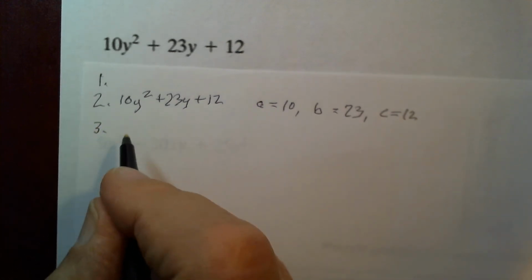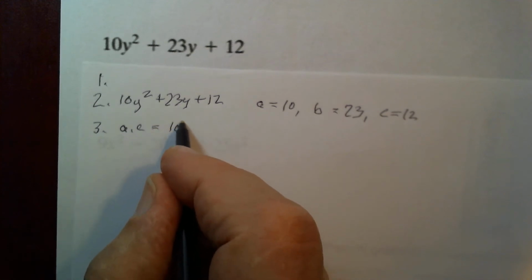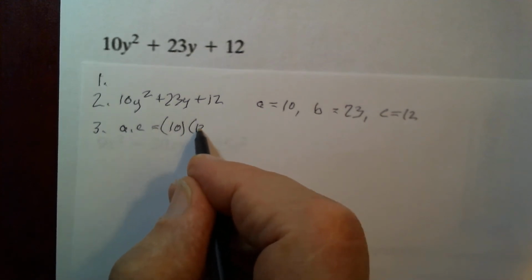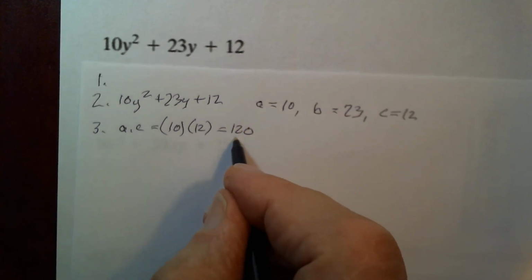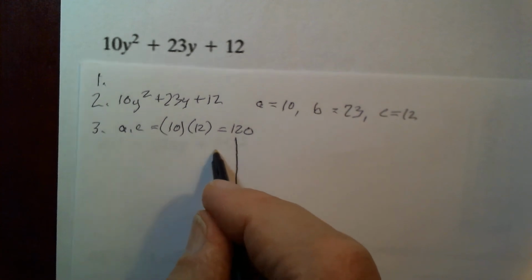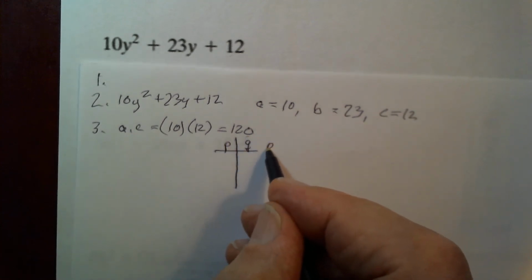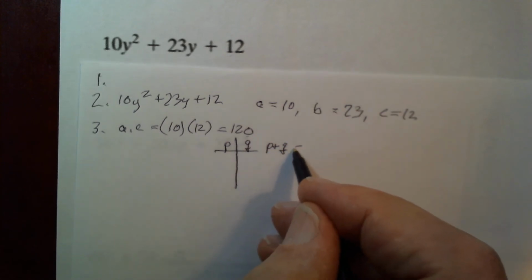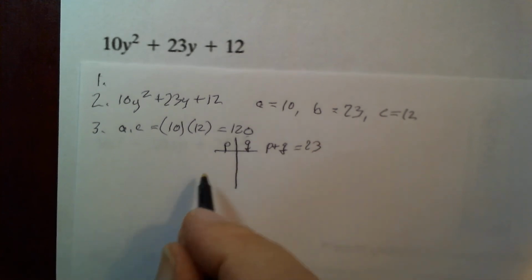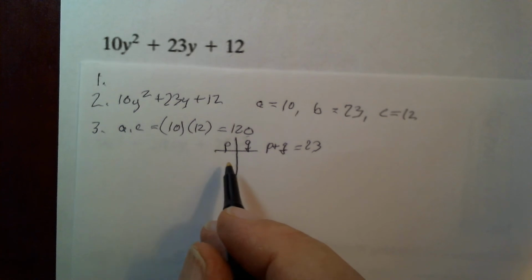Step 3 is the product of A times C, which would be 10 times 12, which would be 120. And so we want to factor 120 in such a way that P times Q is equal to 120, and P plus Q is equal to 23. So different factorizations, and we notice the product is positive and the sum is positive, so both terms are positive.